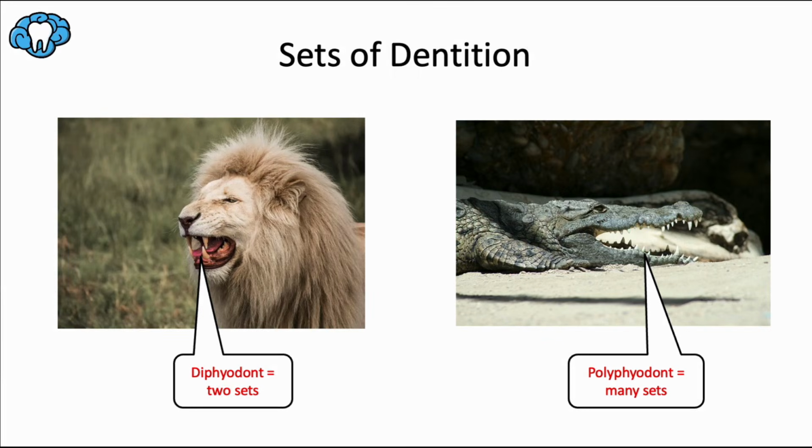Here are two fun words describing how many sets of teeth you have. A diphyodont is any animal with two sets of teeth, a deciduous or primary set, and eventually a permanent set. Most mammals, including humans and lions, are diphyodonts. A polyphyodont is any animal whose teeth are constantly replaced, like sharks and crocodiles.